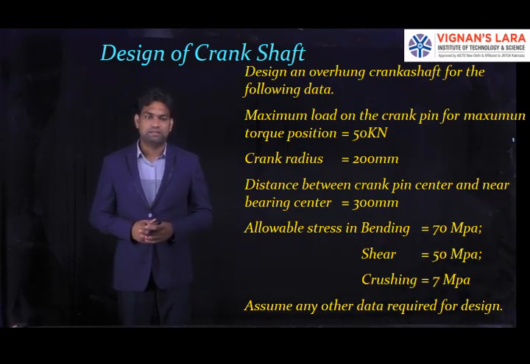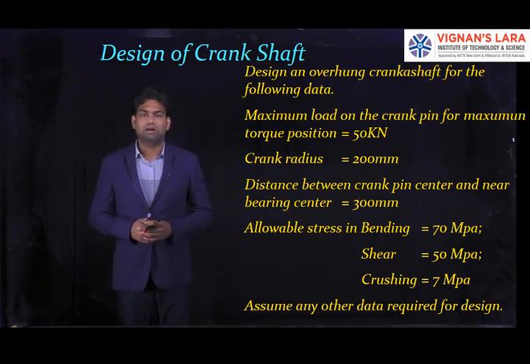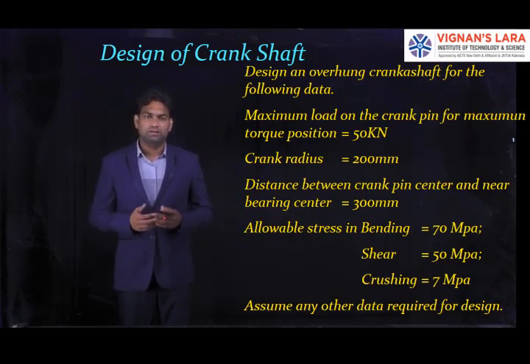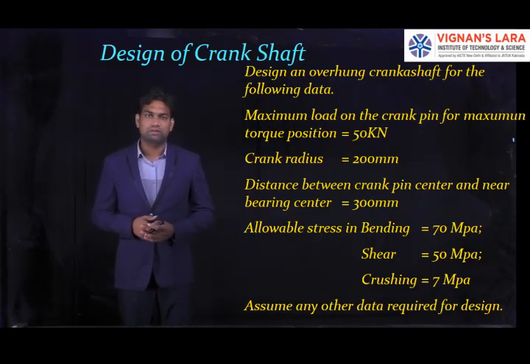So let us see. It is a design for an overhang crankshaft for the following data. Here it mentions the maximum load acting on the crank. As I stated, different magnitudes of loads act on the parts of the crankshaft at different crank positions, but we consider only the load when the crank has the maximum loading conditions, that is theta equal to 0, or the included angle beta between the crank and the crankshaft is 90 degrees. These are the two cases where we get the maximum load magnitude.